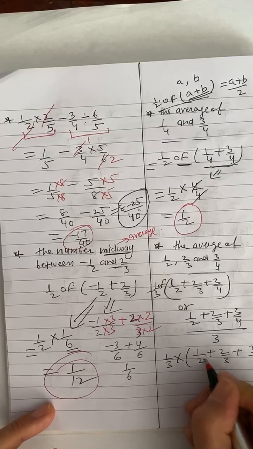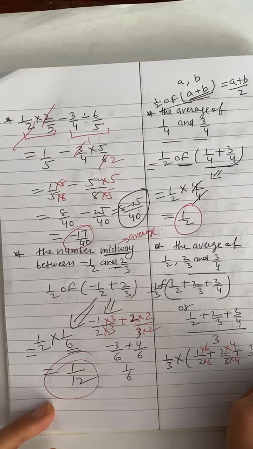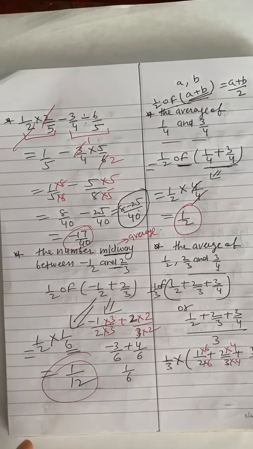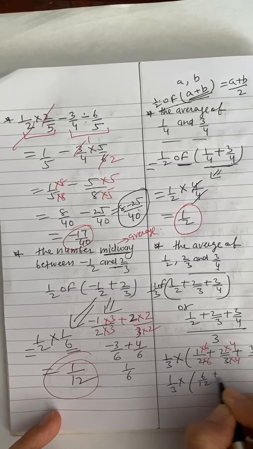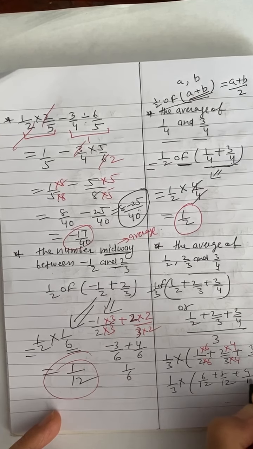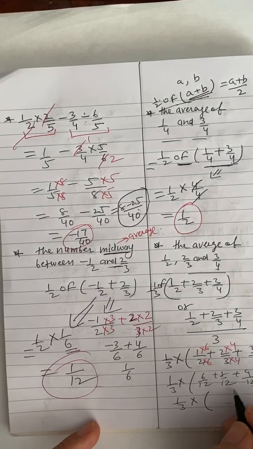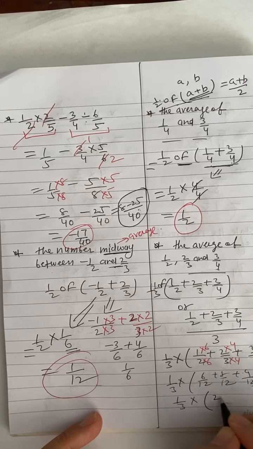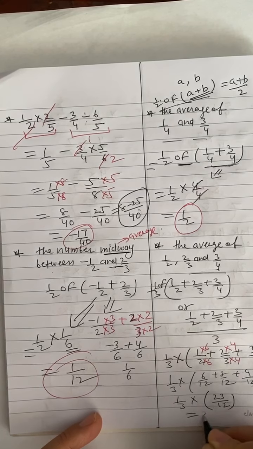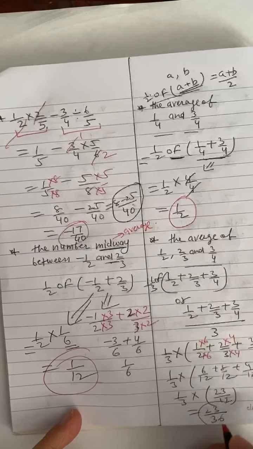So here this is 2 times 6, 6, 4, and then multiply by 3, multiply by 3. So we got 1 over 3 multiplied by 6 over 12, 8 over 12, 9 over 12, and this is 1 over 3 times 6 plus 8 plus 9 over 12. So this is 23 divided by 12, which makes it 23 divided by 36. So that's your final answer here.